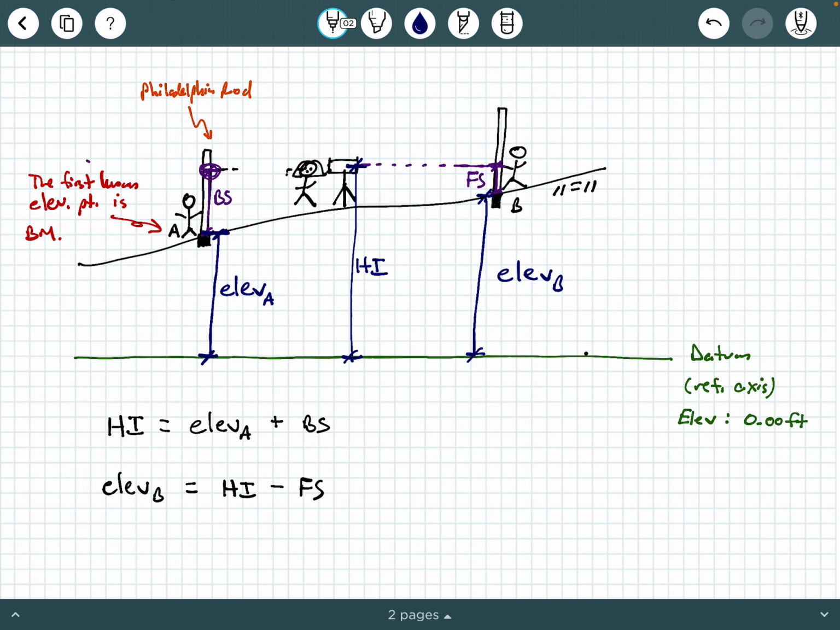So hopefully you found this video informative. I'm going to have another video or so where I do a numerical example, but this was just meant to give you some background information and some good conceptual knowledge of differential leveling.